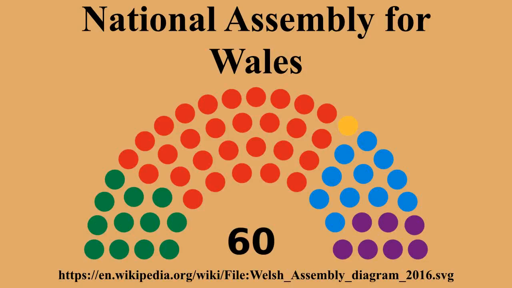The National Assembly for Wales is a devolved assembly with power to make legislation in Wales. It is commonly also known as the Welsh Assembly. The Assembly comprises 60 members, who are known as Assembly members, or AMs.